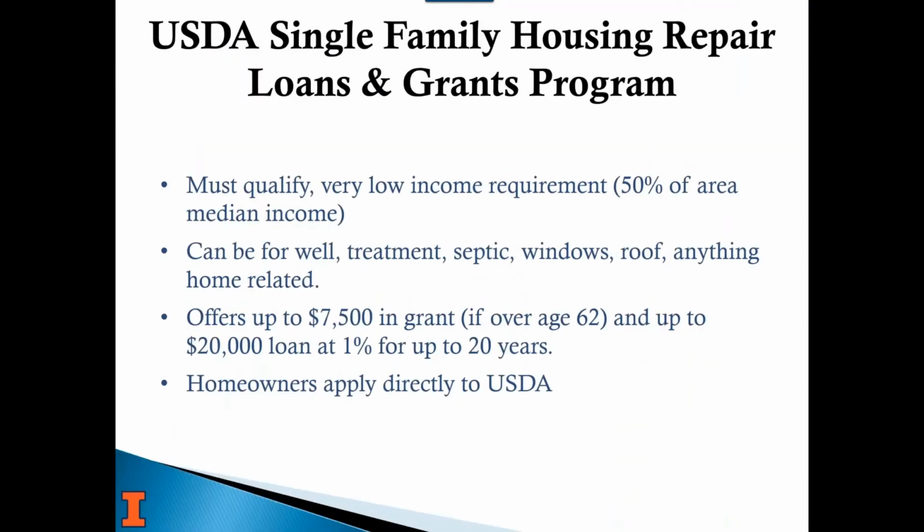There's also another program at USDA. It's called the Single Family Housing Repair Loans and Grants Program. Again, you can look that up too. It's for anything related to your home, including well and septic, but it can be for treatment. It can be for replacing your windows, but it's really strict. It's only 50% of the area median income. So it's really meant to help low income folks who maybe can't afford it or can't get a loan any other way for anything related to their home to help them.